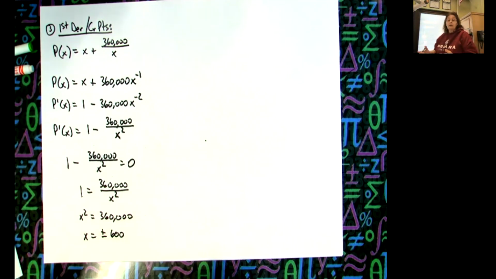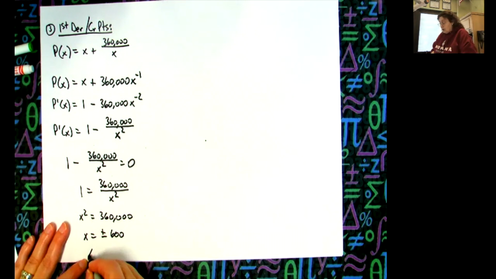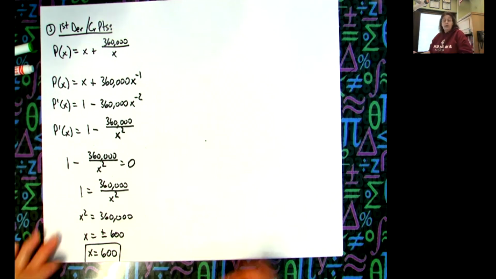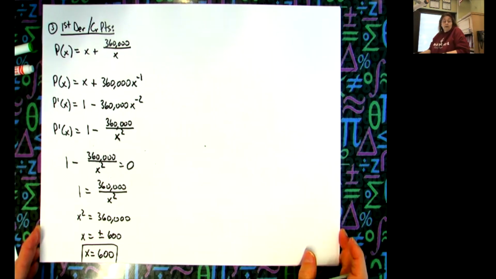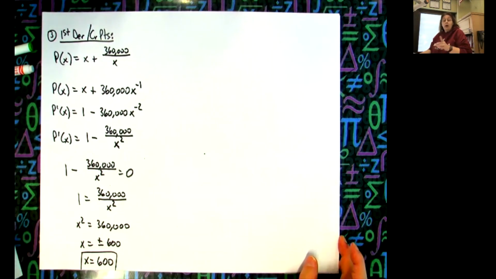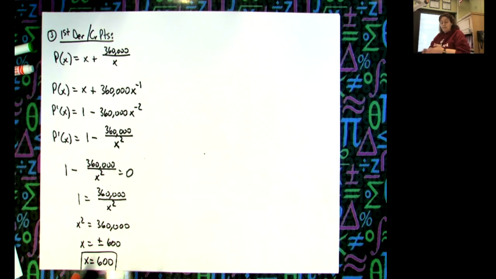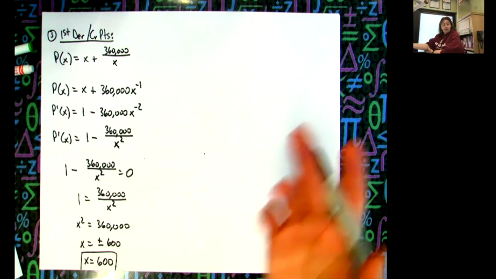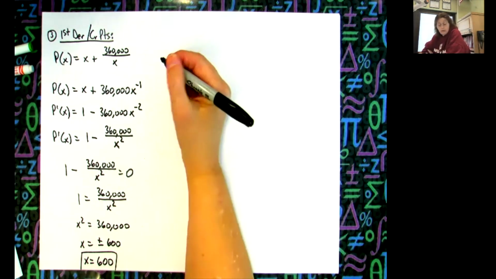All right, but what do we need? I'm trying to get dimensions, right? So it's not going to be the negative 600. So then I know my x right there is 600. Okay, now technically that's going to be our answer, but I don't know for sure. I need to verify whether or not that really works. Does it really minimize? And we're going to verify that using the second derivative.